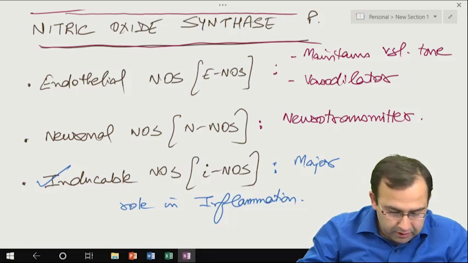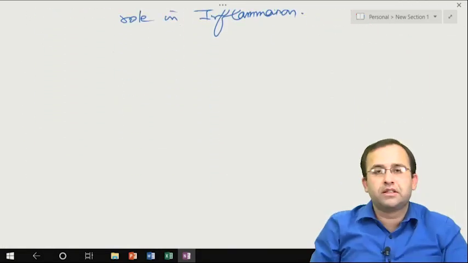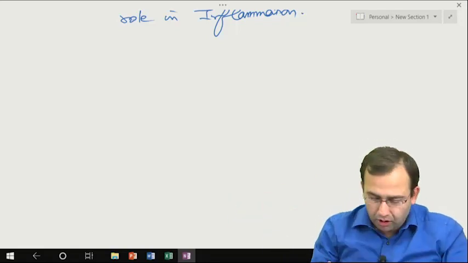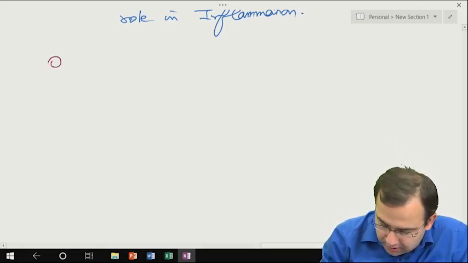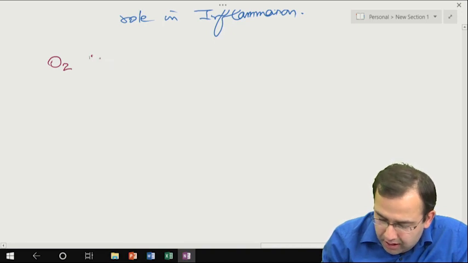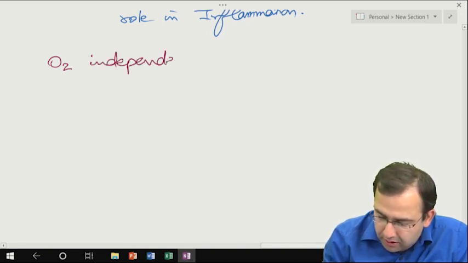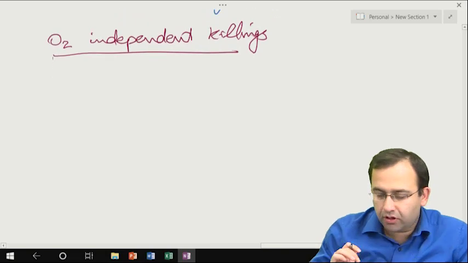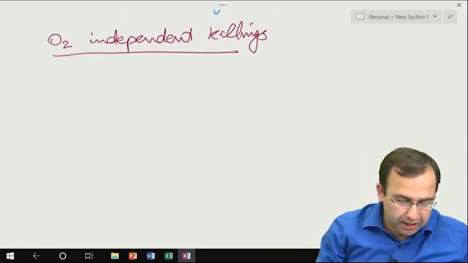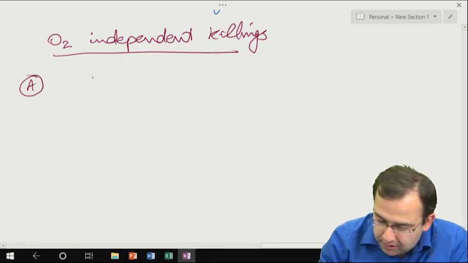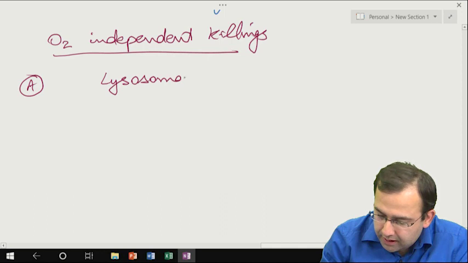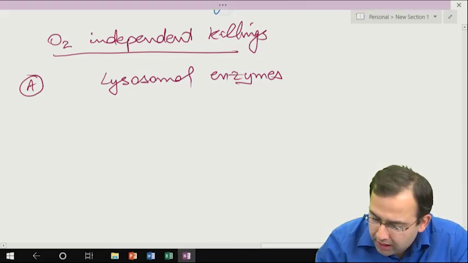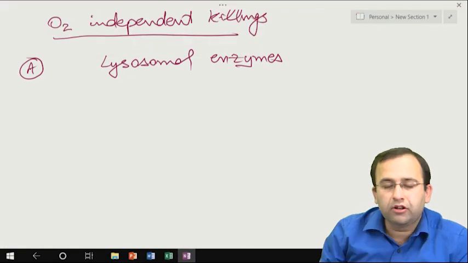Next point. These were oxygen dependent killings. This gets us to the other side, that is oxygen independent killing. Let me write the heading, oxygen independent killings. The first and main mode of oxygen independent killing is by the lysosomal enzymes.